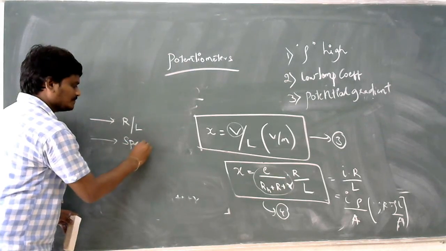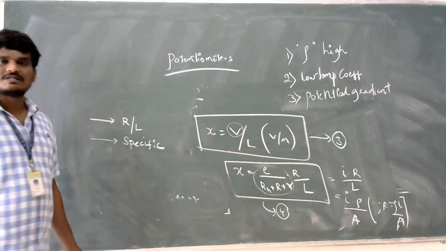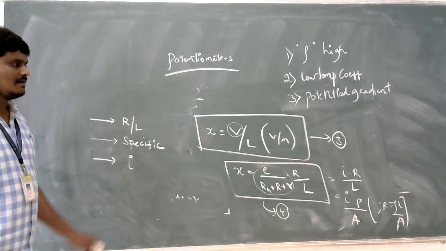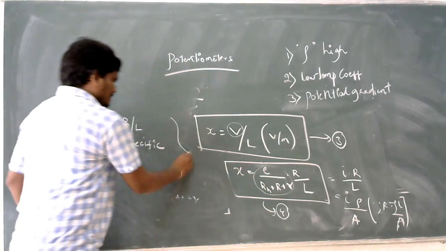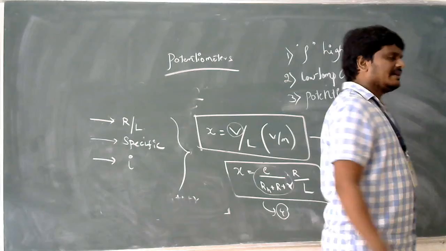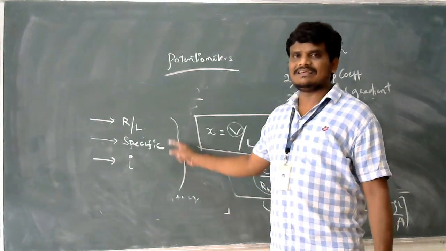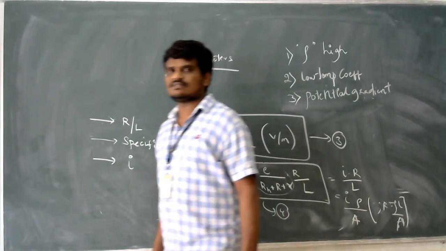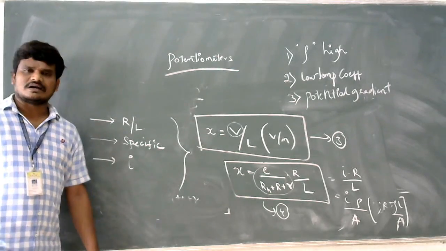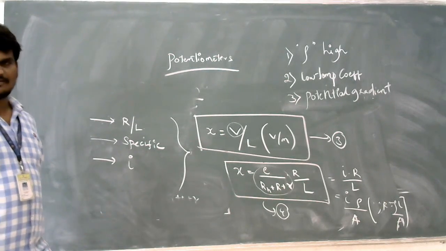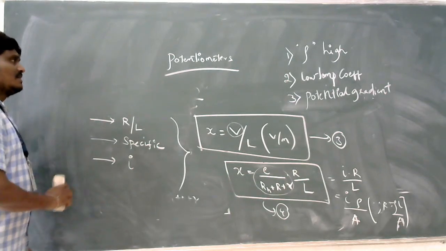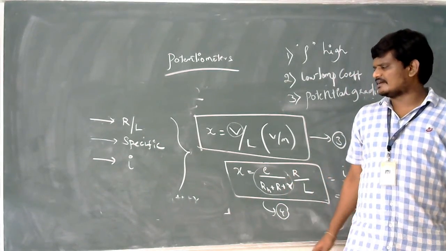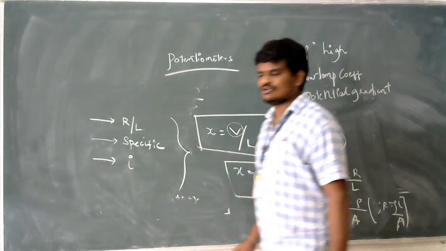Specific resistance. It also depends upon specific resistance. It also depends upon current. These are the three parameters. So the potential gradient of a potentiometer will depend upon these three major parameters. First one is resistance per length, second one is specific resistance, and the third one is current, which is flowing in the circuit. This is how to measure an unknown EMF or potential gradient or its other parameters by using a potentiometer.